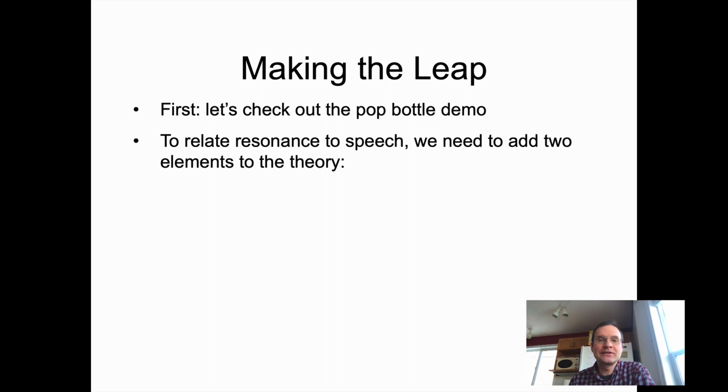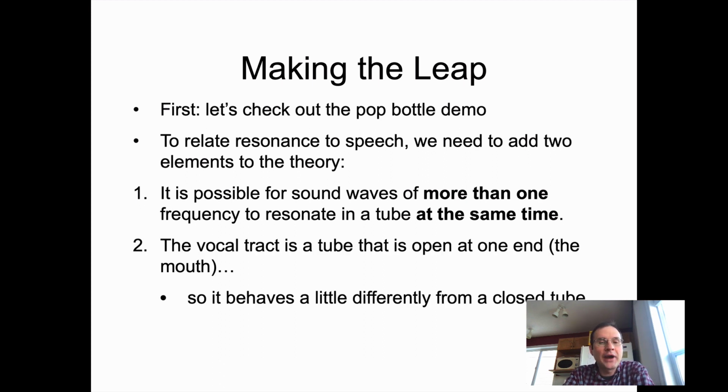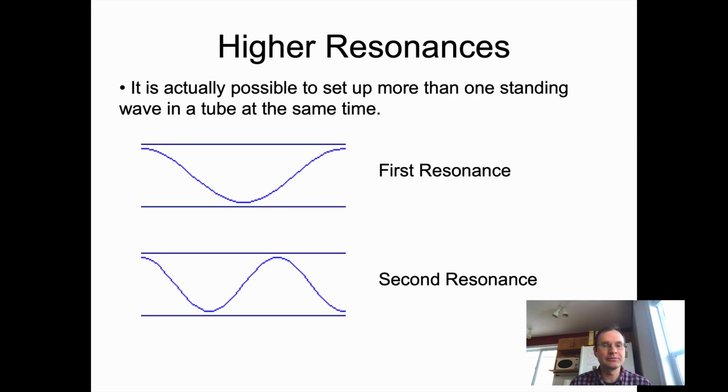To relate this to speech, we need to add two different elements to the theory. So first of all, which makes this interesting, but also unfortunately a lot more complex, is that you can have sound waves of more than one frequency resonating in a tube at the same time. And then the vocal tract is a tube that is open at one end. And speaking of open, I'm going to close these pop bottles before I knock them all over the floor. So the vocal tract is an open tube, so it's going to behave a little bit differently from a closed tube. I'll explain what that means in a second, but let's go over this first point first.